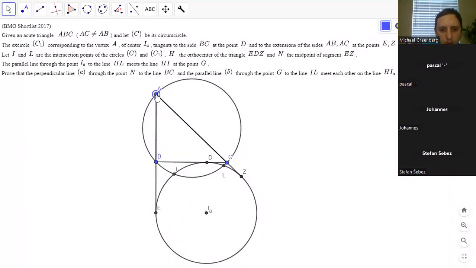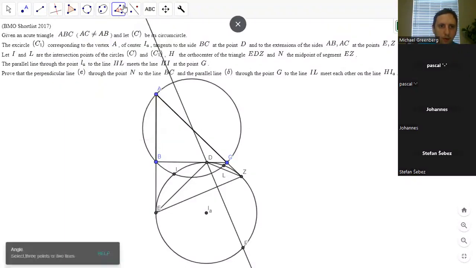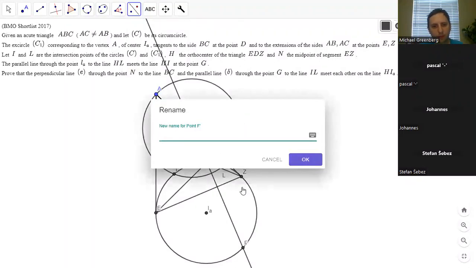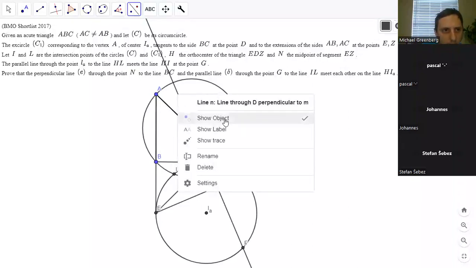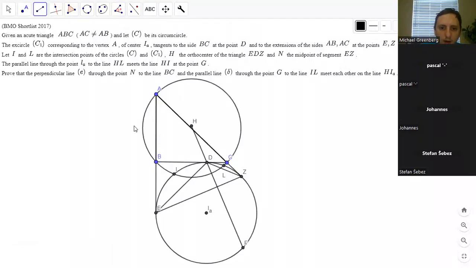Okay. So then H is the orthocenter of EBZ. It looks like it's obtuse, so my orthocenter tool is not going to work. So let's just do it this way. I'm going to reflect this point over EZ, and that will be the orthocenter. So this will be H. And N is the midpoint of EZ.